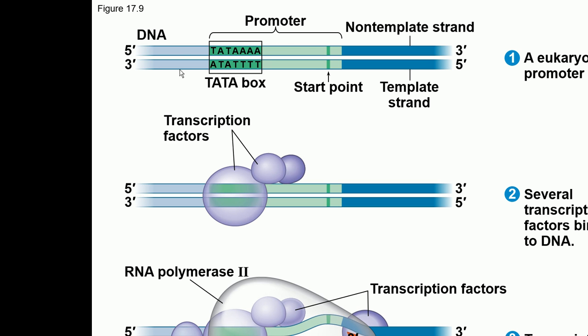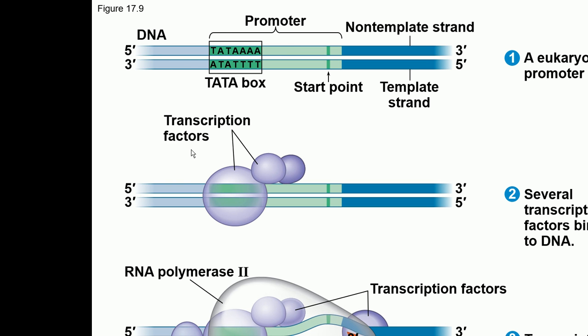So this is the typical eukaryotic promoter. This is the TATA box. This is the start point in the promoter. And the transcription factors first of all go and bind on the promoter of the DNA.